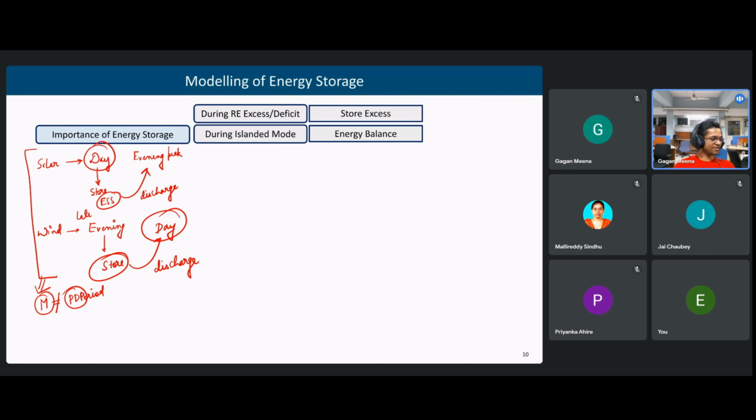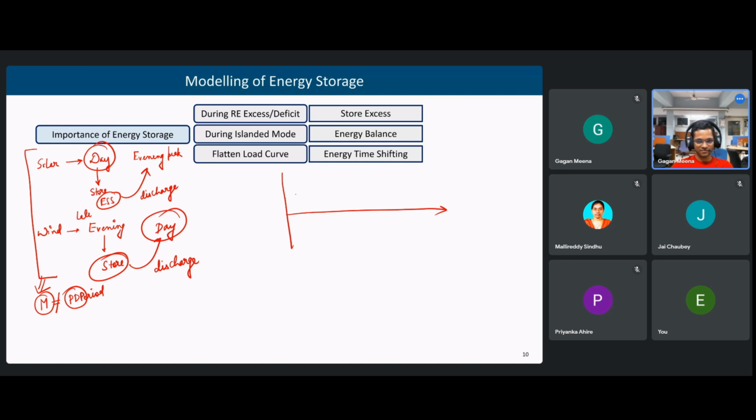Then in islanded mode, storage can help in maintaining the balance between load and generation by properly charging and discharging. Then it can help in flattening the load curve. If this is a load curve, the ideal load curve is like this, where the installed capacity is very close to the actual requirement.